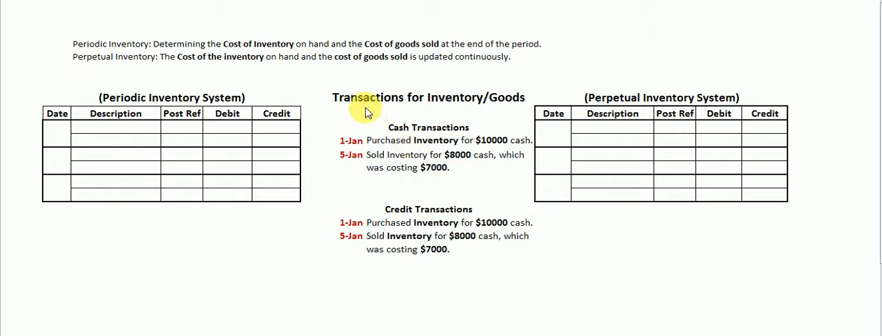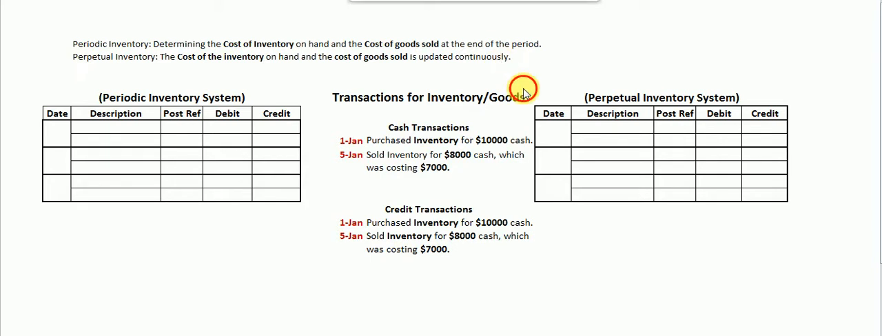Today our topic of discussion is transactions for inventory or goods. As you know, in the last lecture we learned all about business assets and how to apply the rules of debit and credit to business assets. And today we are focusing on inventory or goods.